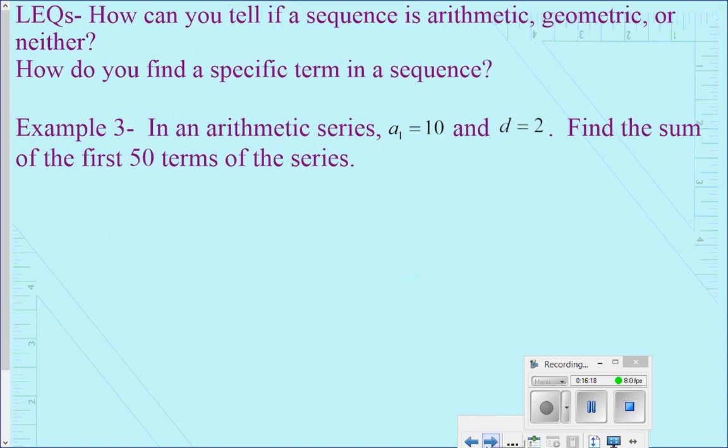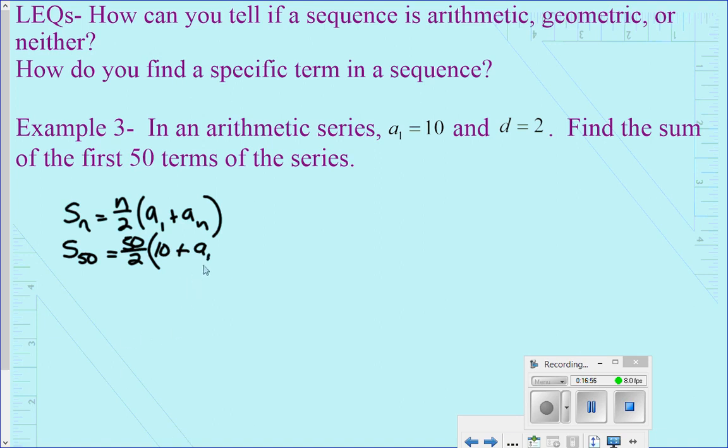Okay. Next, we're going to use the fact that we know a sub 1 and d, and we're going to find the sum of the first 50 terms of the series. So once again, we were told it's arithmetic. So I know, again, that I'm going to use the finite arithmetic sum formula. So S sub n equals n divided by 2 times the quantity a sub 1 plus a sub n. I'm going to fill in what I know. So first 50 terms means I'm filling in 50. So 50 divided by 2 times the first term, which is 10, plus the last term. Doesn't look like I know it, but I do know the term number is 50. So I'm going to write a sub 50 rather than a sub n.